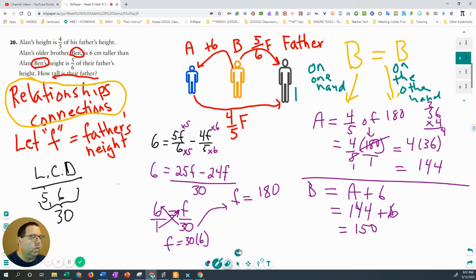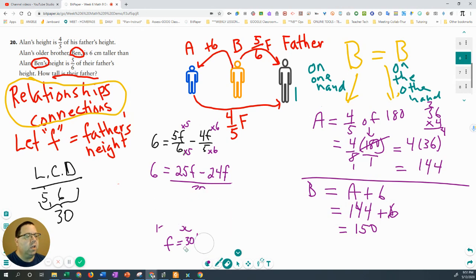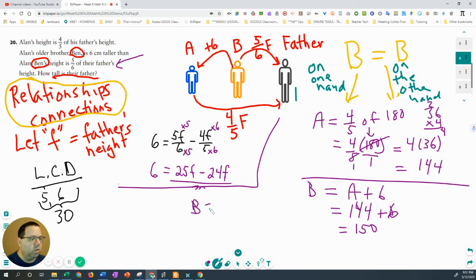Now, this is where you're really checking, because on the other hand, let's look at the second last sentence here. Ben is also supposed to be only 5/6 of 180. So we should get an answer of 150 here. So 5/6 times, of means times, 180 over 1.